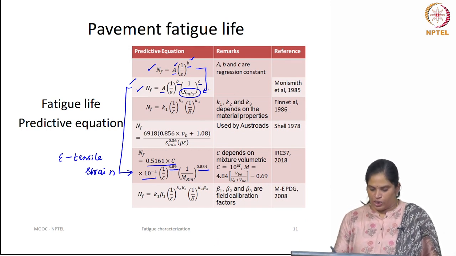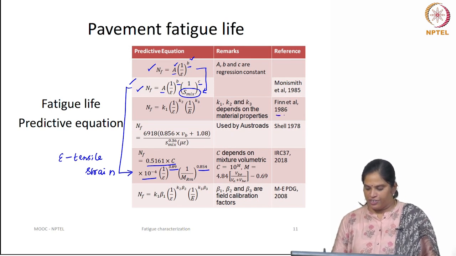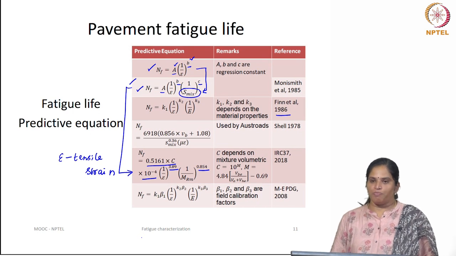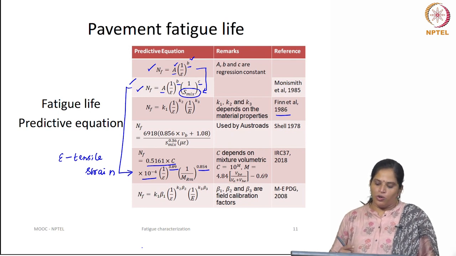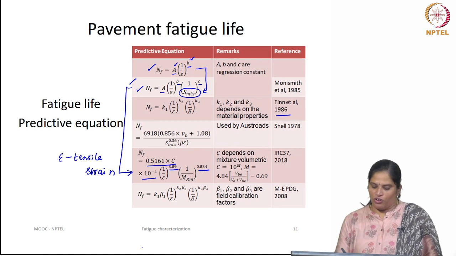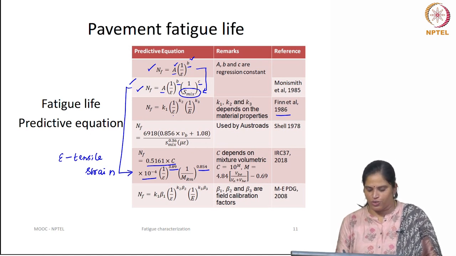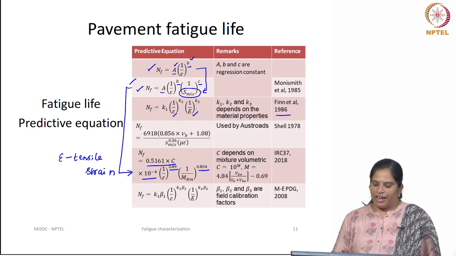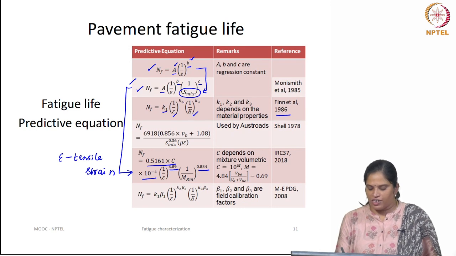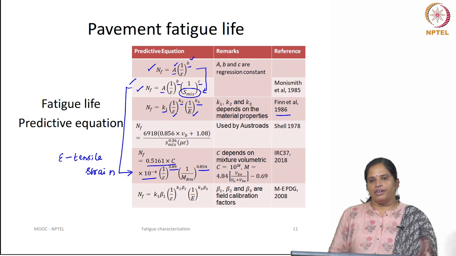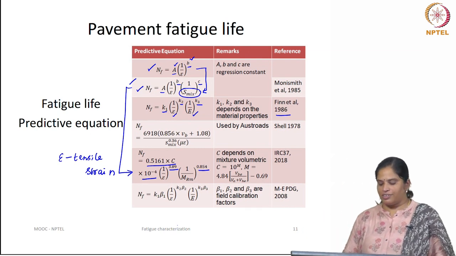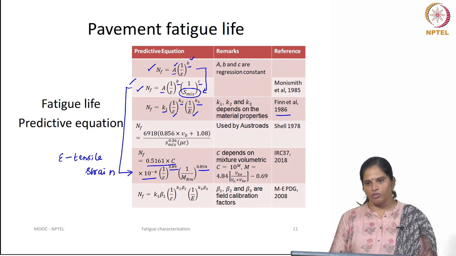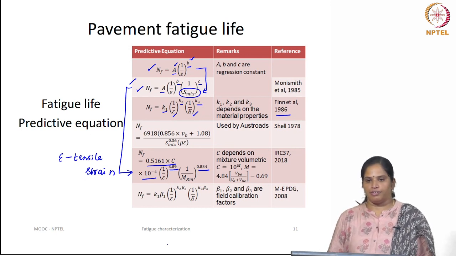This equation was further studied and modified. Finn et al. in 1986 gave equations for predicting the fatigue life of a bituminous layer with more material dependent functions. If you look into this equation, it is again a function of the critical strain, and E, which is nothing but the dynamic modulus of the mixture, and the material functions K1, K2, K3, which are material dependent properties. These functions K1, K2, K3 are no more regression constants; they depend on the material behavior.